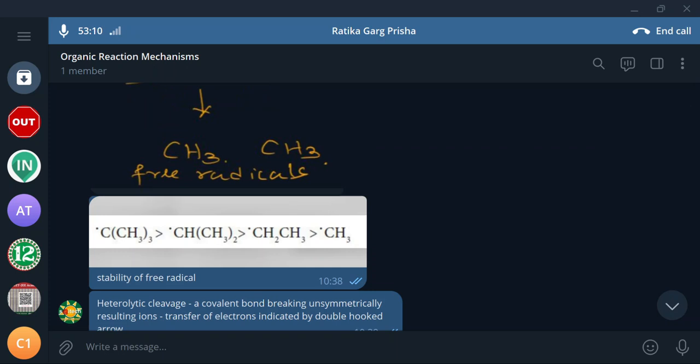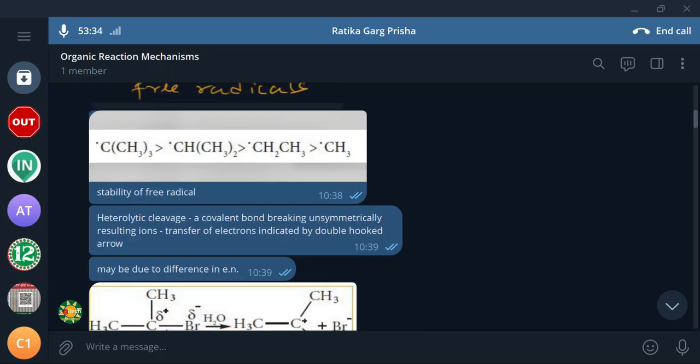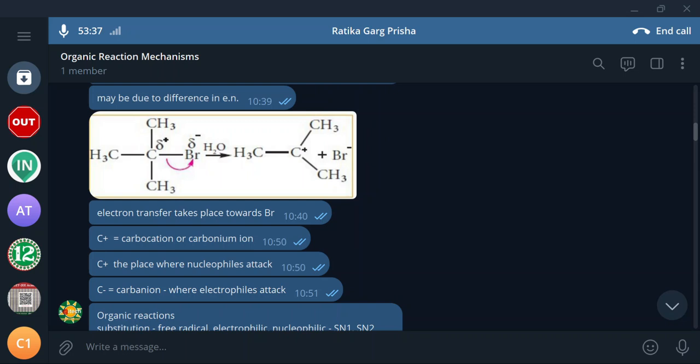And among these, which is the least stable radical? You have the tertiary, secondary, primary, and methyl. Which is the least stable? The methyl radical, right? And among the primary, secondary, tertiary, which is the most stable free radical? Tertiary. Very good. And see how the homolytic cleavage is represented using the arrow. Single hooked, double hooked. Homolysis is single, heterolysis is double.